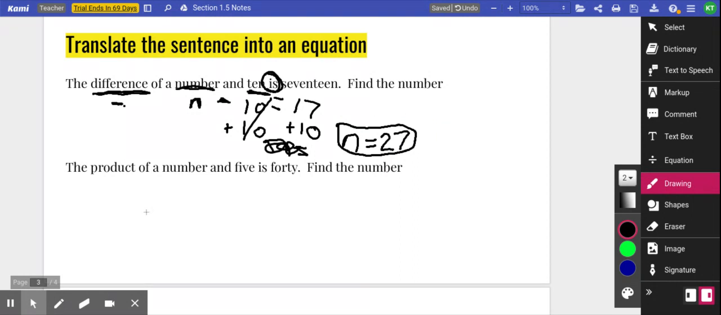I want you to pause here, and I would like you to try and see if you can come up with the equation for the product of a number and 5 is 40. And then the second part of that would be to find that number, or basically solve the equation that you make. So take a minute, pause the video here, and attempt this problem.